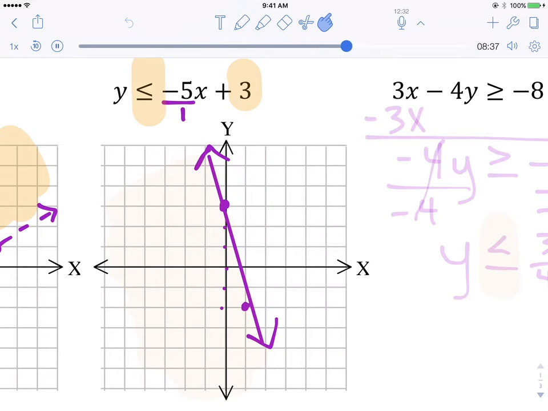Okay, and then this is a less than symbol. So again, we're going to be shading below the line since that's a less than symbol.